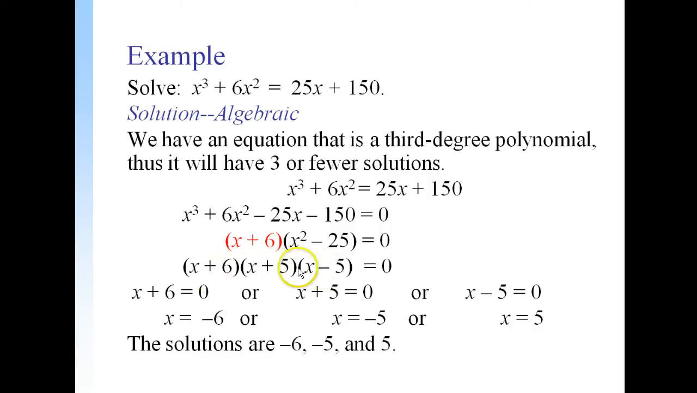Then we take each of these factors, equal it to 0, and these are our solutions: negative 6, negative 5, and 5. Those, if you put any of those in here, they make it true. And then one other little note is, how come there are 3 solutions? Well, because this is an equation to the third degree.